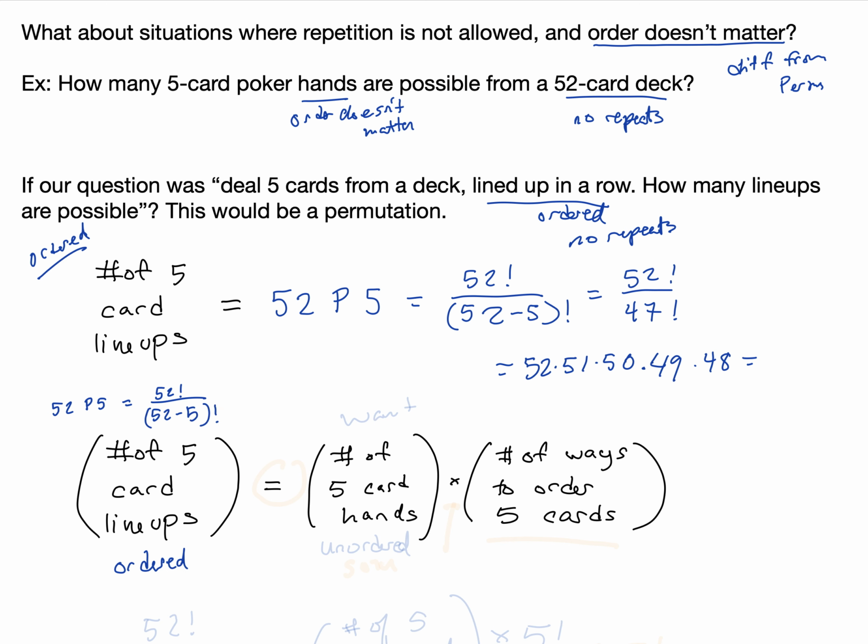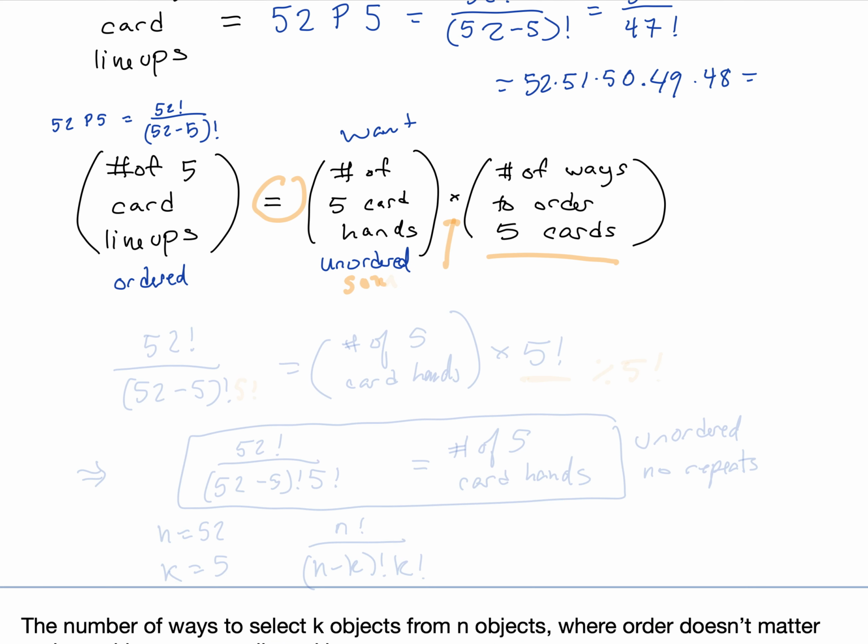Now what we actually want is the number of 5-card poker hands. These are unordered. And how could that relate to what we already know, to a permutation? Well, the number of ordered 5 cards should be equal to the number of 5-card hands that are unordered multiplied by the number of ways to then order those 5 cards. So this equality should work. The number of 5-card lineups should be the number of different 5-card hands that are unordered times the number of ways to reorder those 5 cards. So let's use that and then solve for the thing that we want.